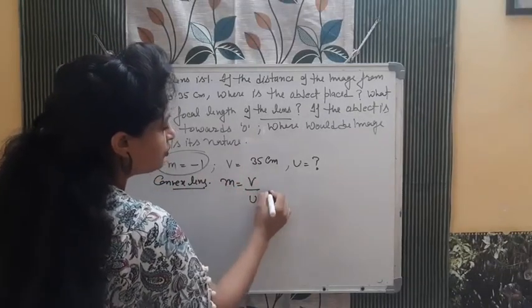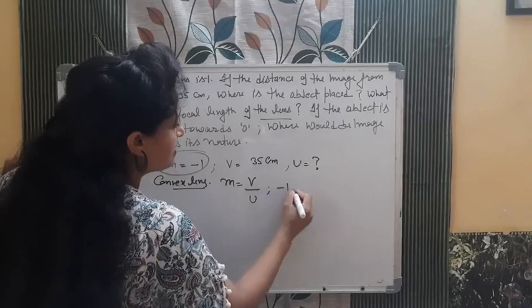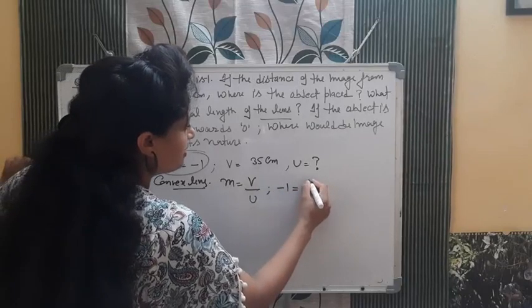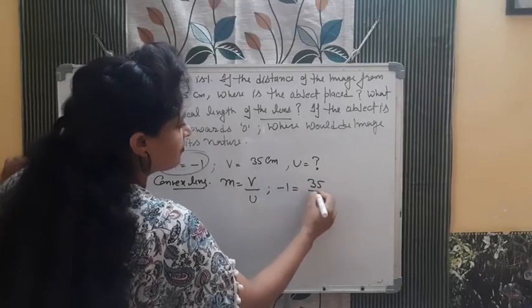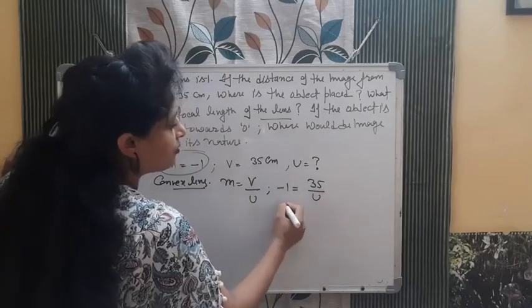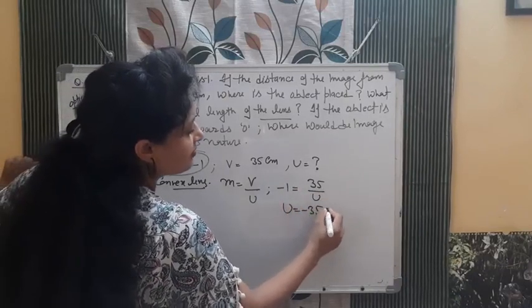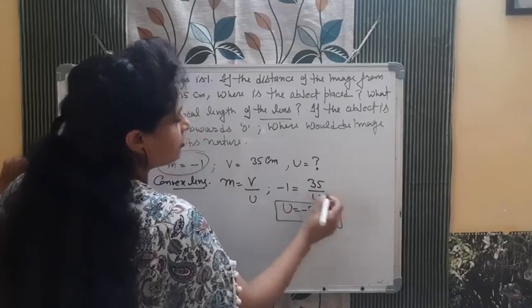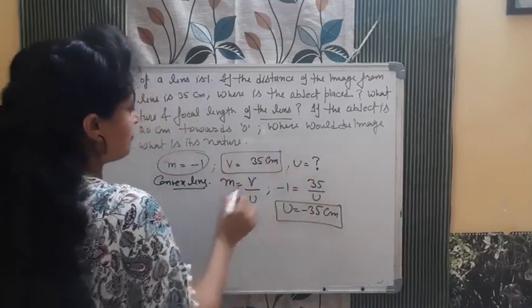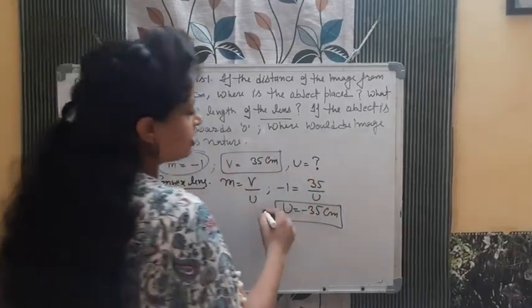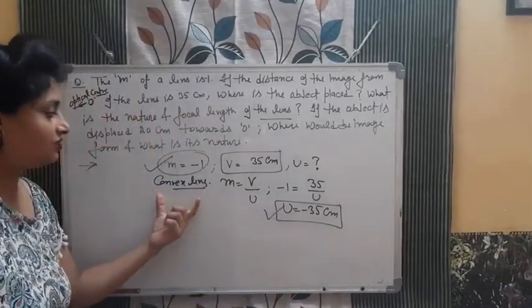V by U. From here we can simply say -1 is equal to V, which is given as 35, divided by U. So now U will be what? -35 centimeter. Got it or not? V is equal to 35, M is equal to -1, U we got -35 centimeter. Nature of the lens also we got.